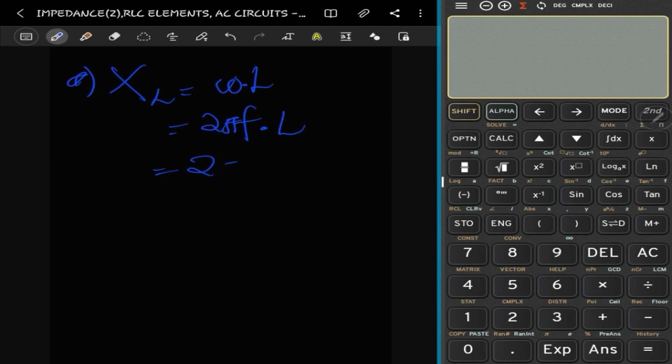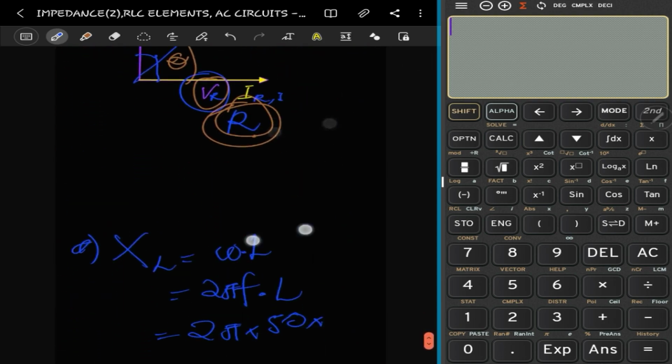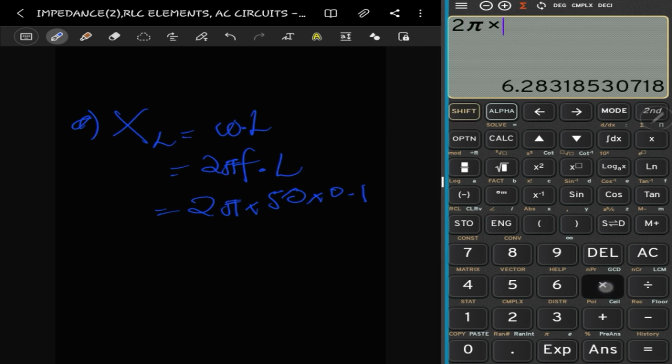All right, so 50 hertz. And then what's the L, which is the Henry that we had? The inductor, I think 0.1 Henry, right? The unit of inductance is Henry. So times 0.1. So let's see what we have for that. We have 2, we have pi, we have 50, and then 0.1. So that's 10 pi.